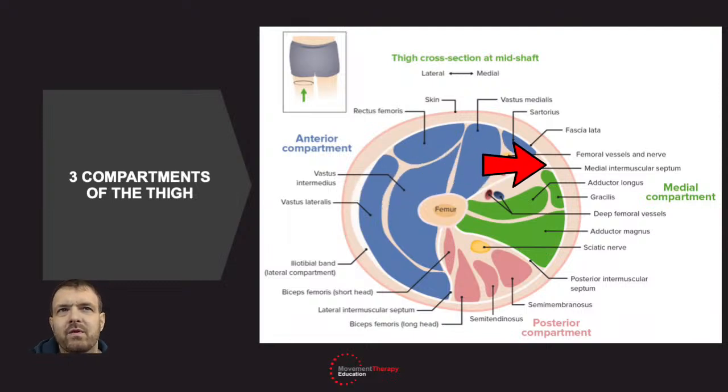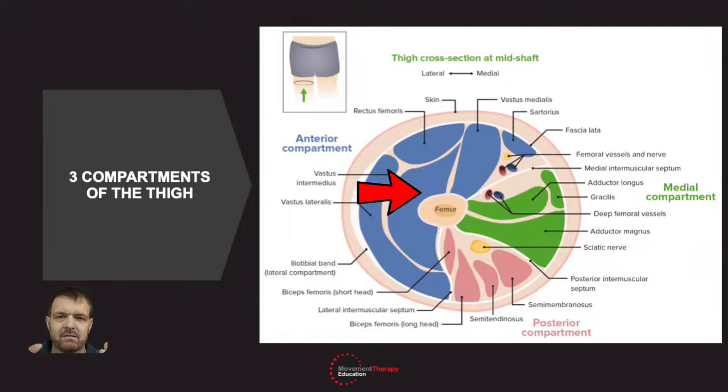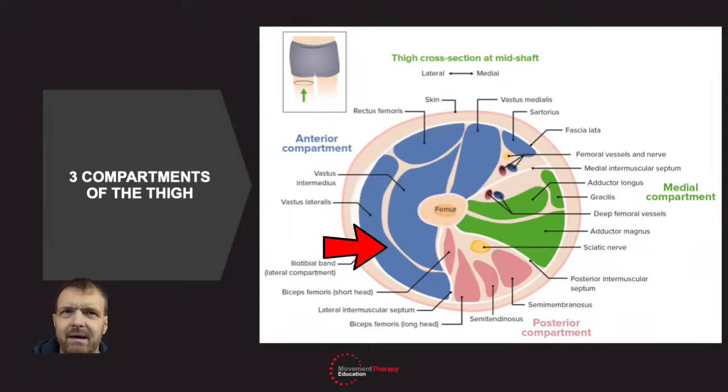Okay, so that anterior compartment is supplied by that artery, that vein, and that nerve. These are your femoral vessels: your femoral artery, femoral vein, and then your femoral nerve. That's a nice simplistic way to think about the whole of the thigh and all of the nerve supply and blood supply to that area. Hopefully that makes sense.